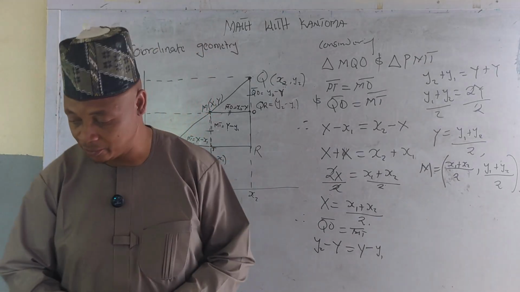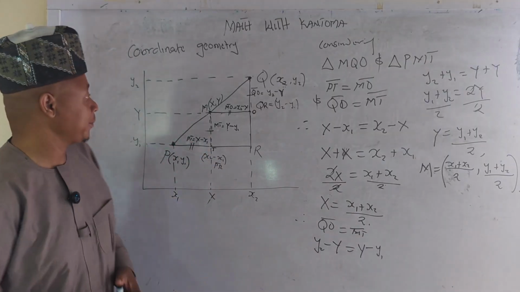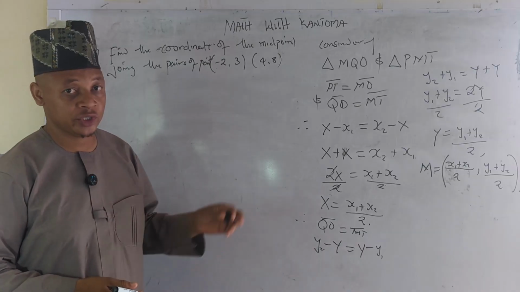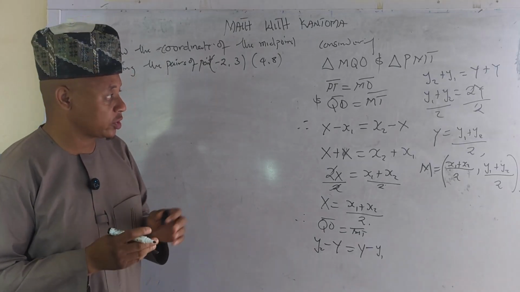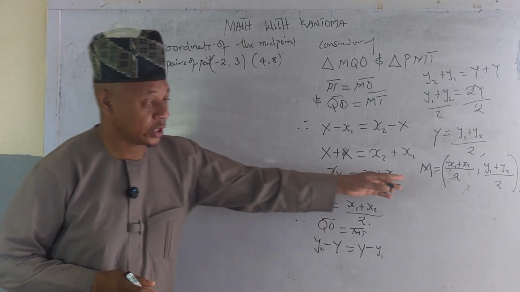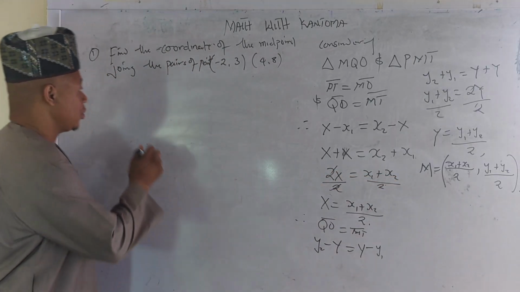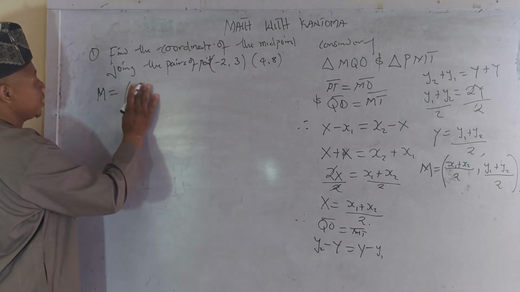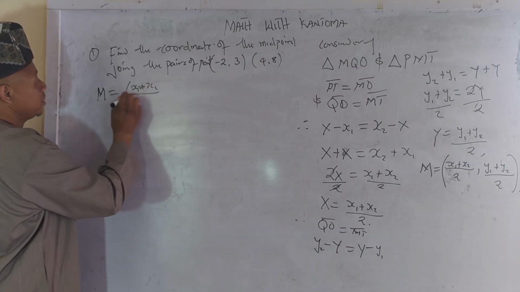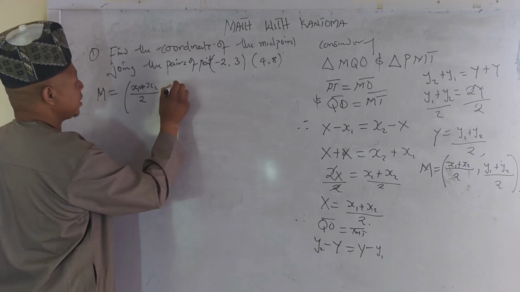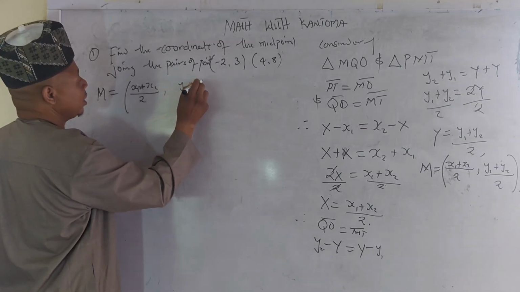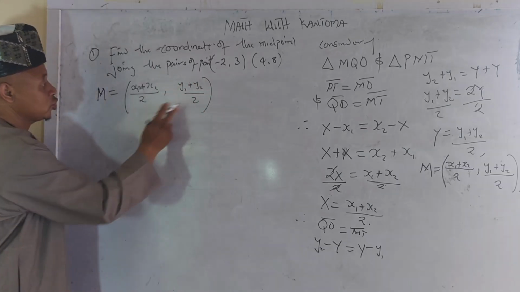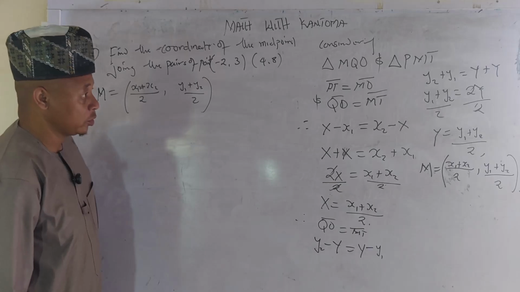So now let's see an example. Quickly, find the coordinate of the midpoint joining these 2 points. So now how do we solve this? We use the formula, and we know that the formula for calculating the midpoint is given by x1 plus x2 divided by 2, and the other coordinate is y1 plus y2 divided by 2. So now these are the two coordinates we have for the midpoint.